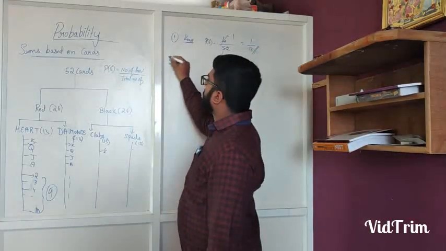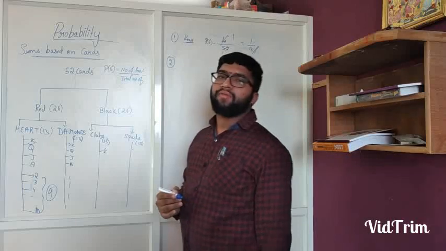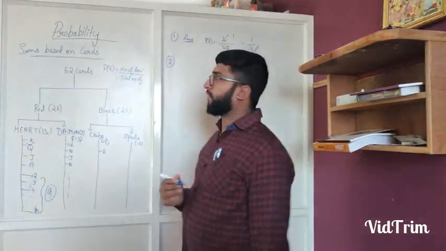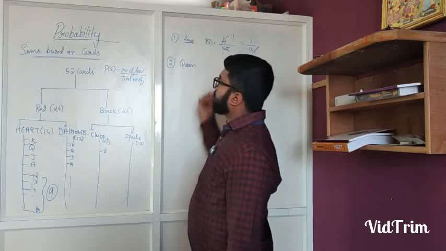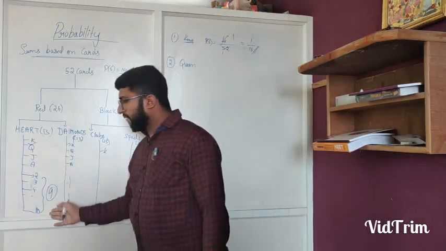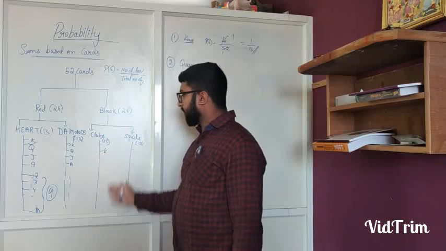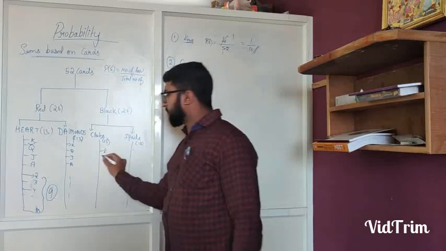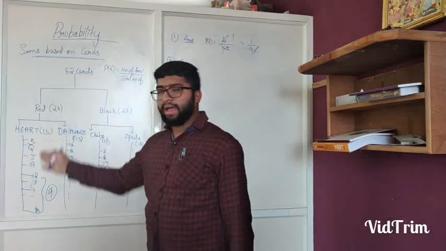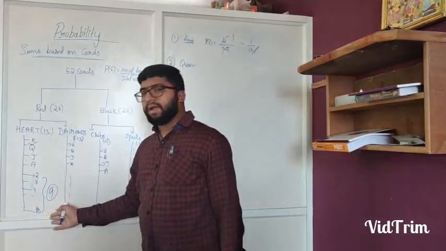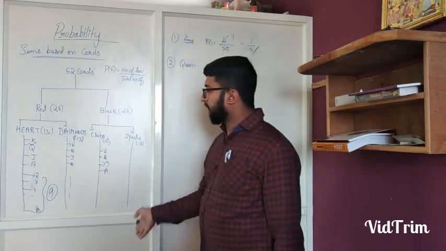Similarly, what's the probability of getting a queen? Same. So here you are having 52 cards, 13, 13, 13. Don't get confused, friends. I think you can easily remember here. Similarly, how we are having the cards in the heart, similarly you'll be having the clubs and spades.